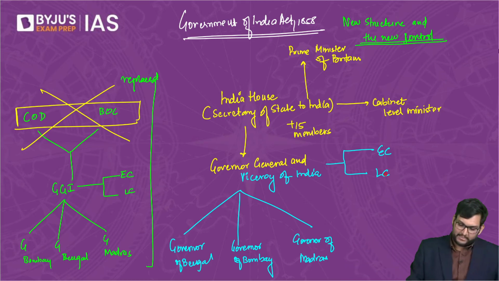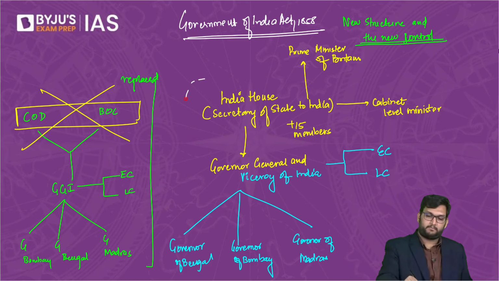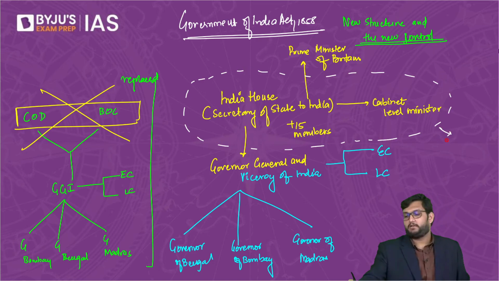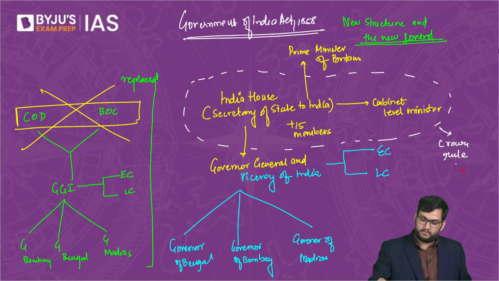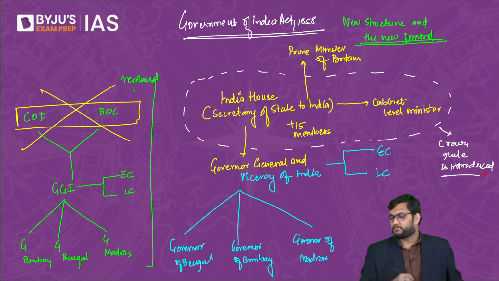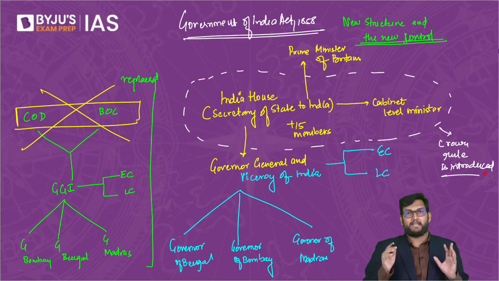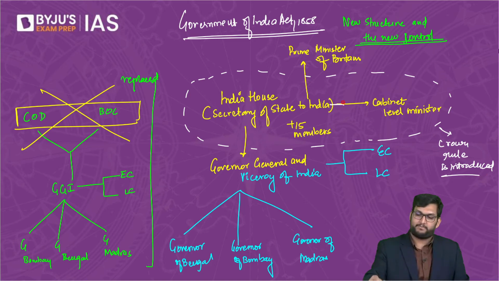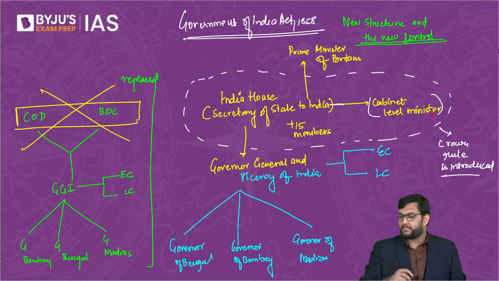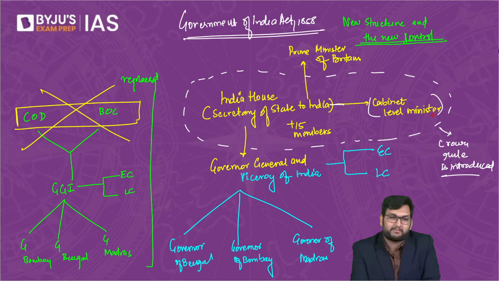Now, basically, this change is called the beginning of Crown Rule, or Crown Rule is introduced. So, the Secretary of State for India is basically a cabinet minister. He is a cabinet minister. His rank is basically that of a cabinet minister. Cabinet minister level is not the Viceroy of India.